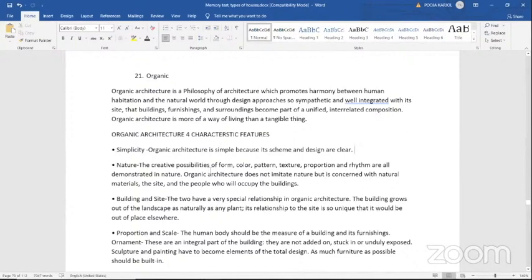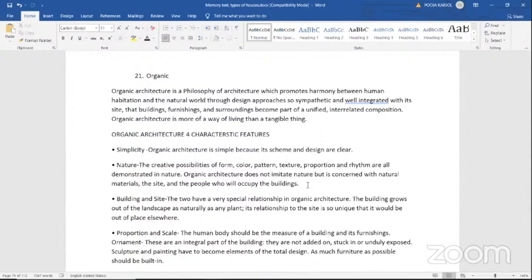Nature. The creative possibilities of form, color, pattern, texture, proportion, and rhythm are all demonstrated in nature. Organic architecture does not imitate nature, but is concerned with natural materials, the site, and the people who will occupy the buildings. They are saying it doesn't necessarily mean the materials and the design should be taken from nature, though most of the time that is what happens. But the more of natural materials, site use.